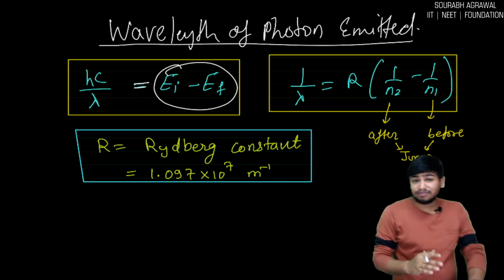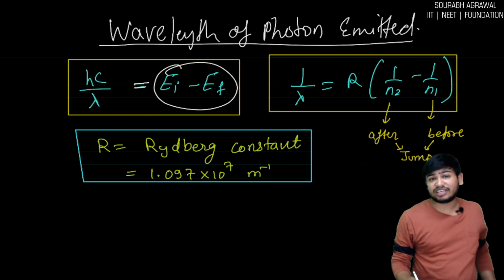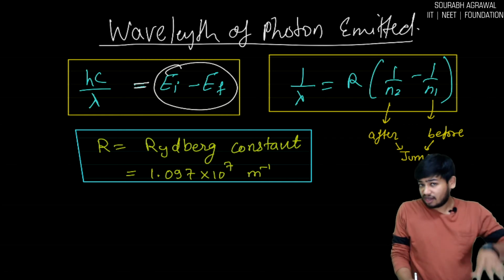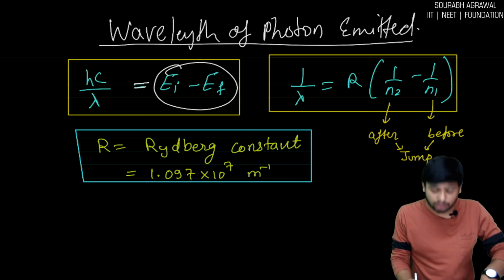Similarly, now here, we know the total energy is minus 13.6 z square by n square. Are you getting my point? Energy is this only, minus 13.6 z square by n square.